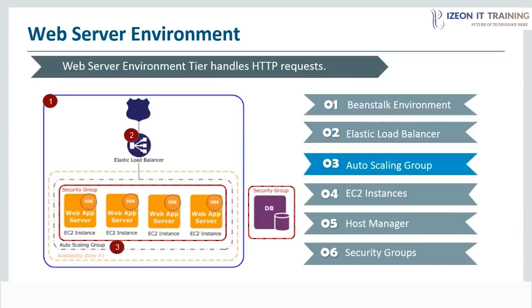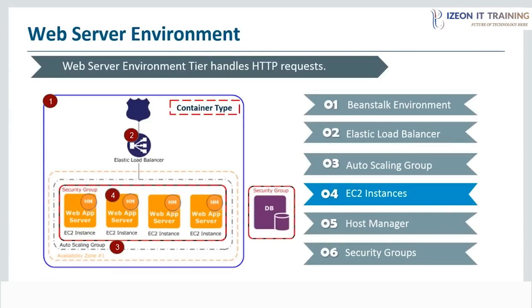Then we have autoscaling group. Well, if your web server is trying to handle a lot of traffic and it's having a scarcity of EC2 instances, then the autoscaling group automatically installs a few EC2 instances. Similarly, if traffic is very low, then it automatically terminates underused EC2 instances.